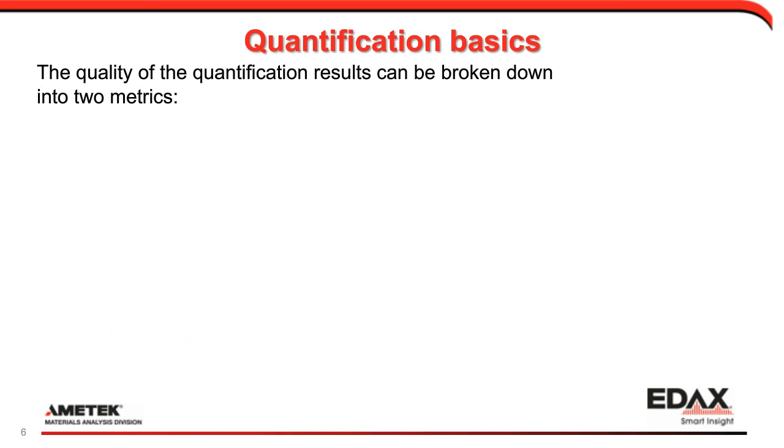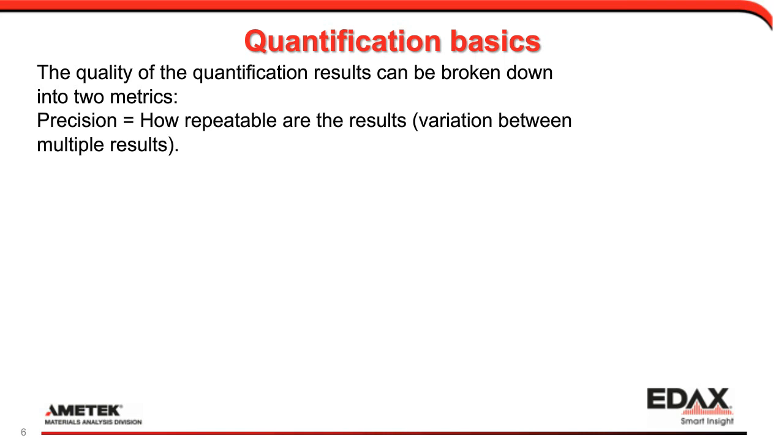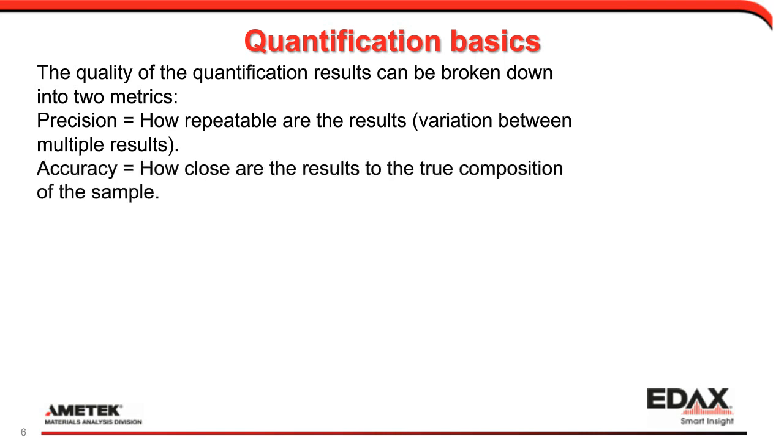So how much trust can we put in these quantification numbers? We can use two metrics to break it down. The precision, or how repeatable are the results if we run multiple measurements, and the accuracy, how close are the results to the true composition of the sample. The precision we can calculate, or just do numerous measurements and see what the variation is. The accuracy, in this case, the example we'll be showing, you know what the sample is, so we can tell the accuracy, but most of the time you will be working with an unknown. In this case, you can't know the accuracy.